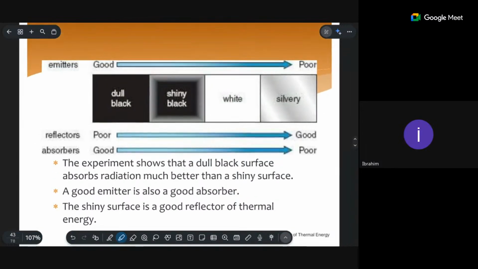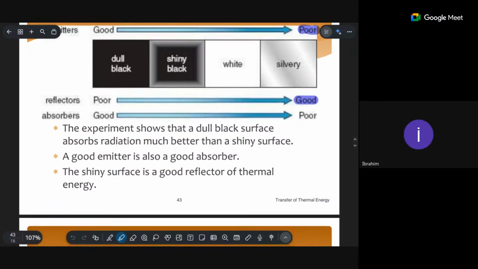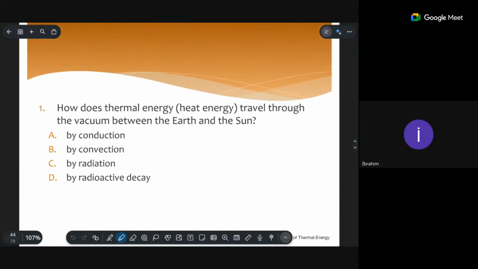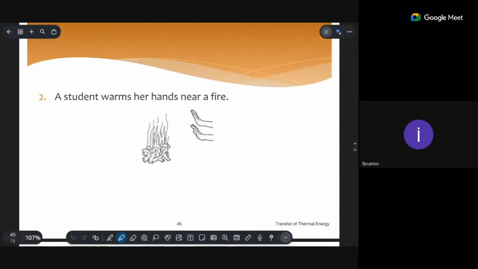So this is the comparison chart: silvery polished surfaces are good reflectors but poor absorbers, right? Okay, remember this. This is again a past paper question: how does thermal energy travel through the vacuum? As I answered this question in my topic, between the earth and the sun, the only way is by radiation, right? So be aware of these types of questions.